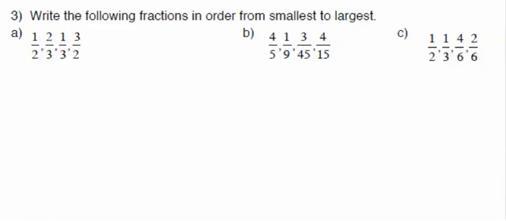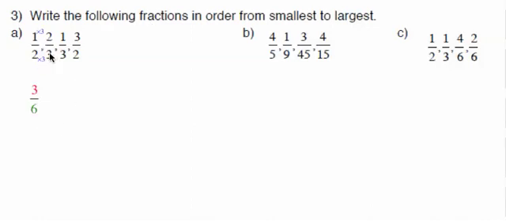Question number 3, write the following fractions in order from smallest to largest. Okay, there's a few ways of doing this, and one of the easiest ways is just to find a common denominator. So what does 2 and 3 both go into? Well, 6. So what do we do to this 2 to make it into a 6? We're going to multiply it by 3. So if we multiply the bottom by 3, we multiply the top by 3. So that gives us 3/6.